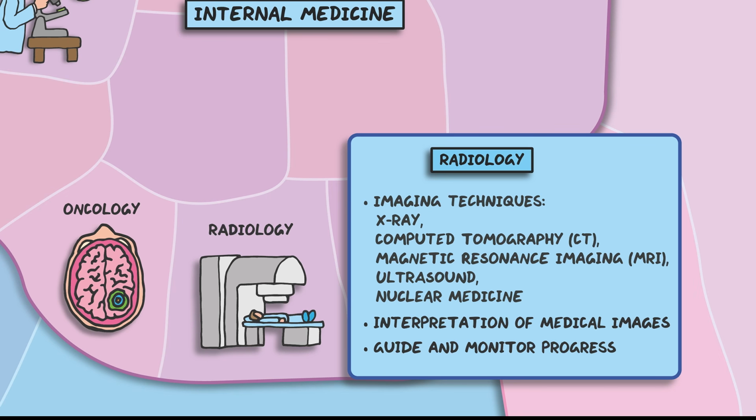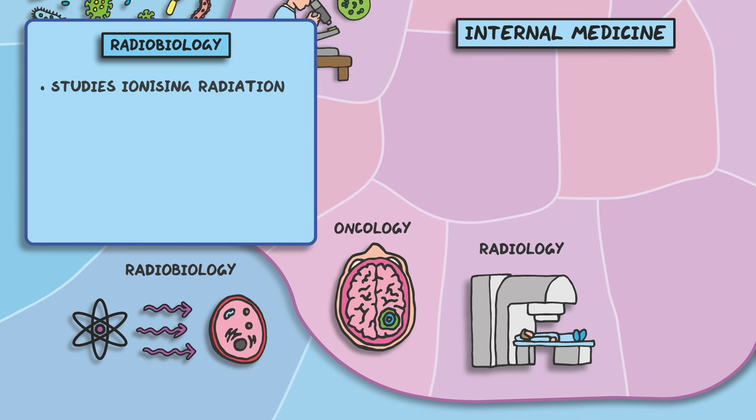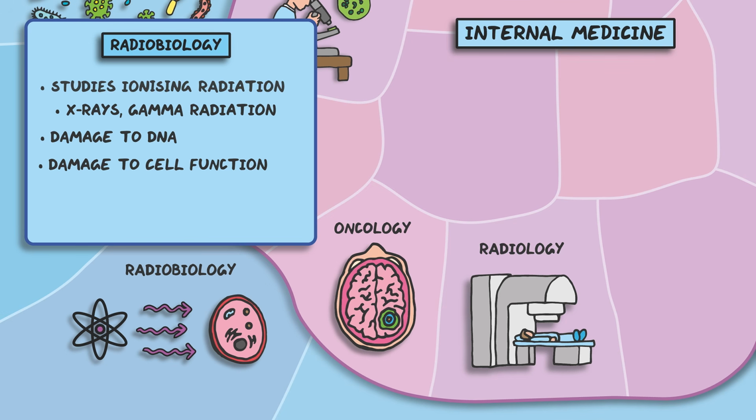Close to radiology is the basic science of radiobiology, which studies the effect of ionizing radiation on living organisms. Ionizing radiation, like X-rays or gamma radiation, can cause damage to DNA, which can lead to mutations or cell death. At the cellular level, radiation can affect cell function, division, and survival. At the whole body level, radiation exposure can cause acute effects such as radiation sickness or chronic effects such as an increased risk of cancer or other diseases.